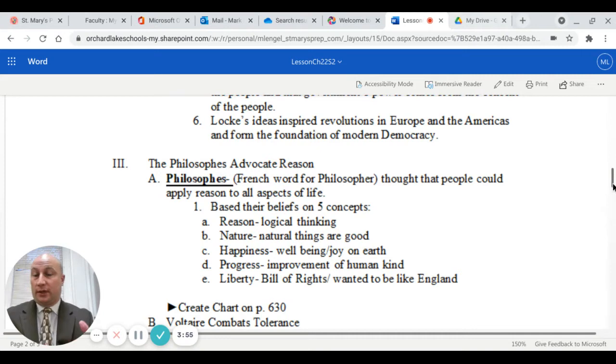Locke's ideas, okay, if you're listening, inspired revolutions in Europe and, of course, in the Americas, and formed sort of the foundation for modern democracy. So when you're thinking about Locke, you're thinking about less government control, more individual rights and freedoms.